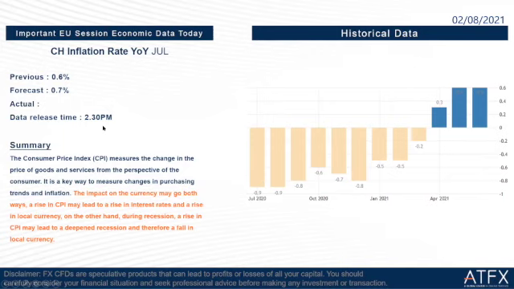The next one is Switzerland inflation rate yearly July. The previous is 0.6%. The forecast is 0.7%. The data release time is at 2:30 later. We should take note on this one. The impact on the currency may go both ways. A rise in CPI may lead to a rise in interest rates and a rise in local currency. On the other hand, during economic recession, a rise in CPI may lead to a deepened recession and therefore a fall in local currency. So we have to take note on this inflation rate. This is very important for you.